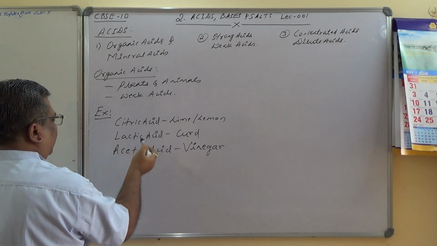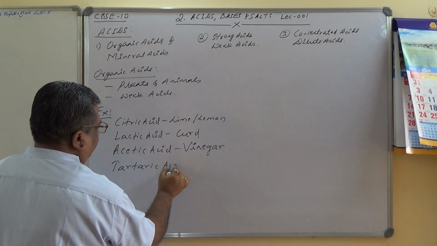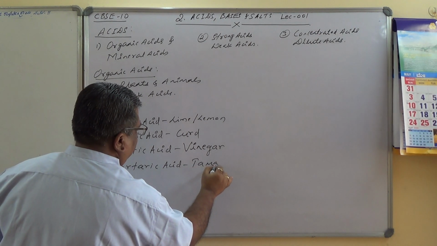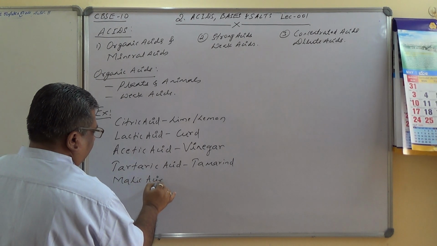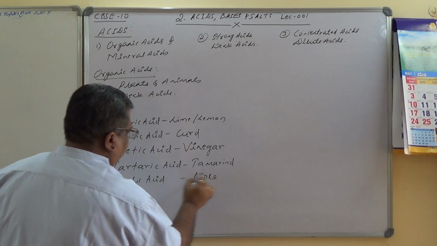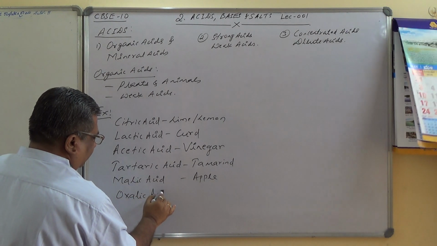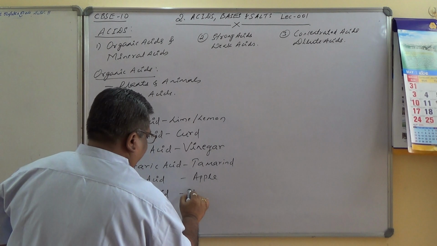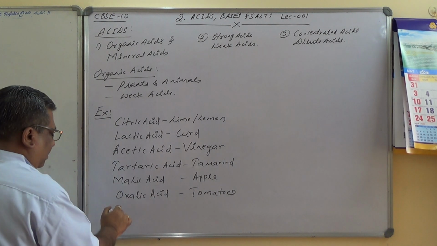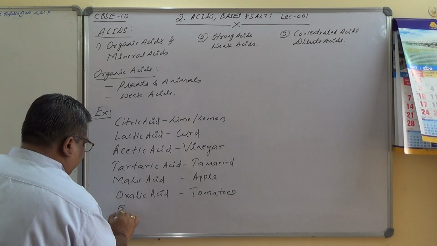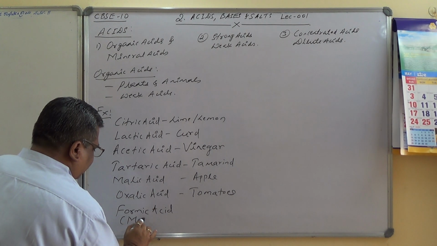Then you have citric acid, lactic acid, acetic acid, tartaric acid, which is present in tamarind, malic acid, which is present in apple, and then oxalic acid, which is present in tomatoes, and then you have one more thing called formic acid. Formic acid is also called methanoic acid.